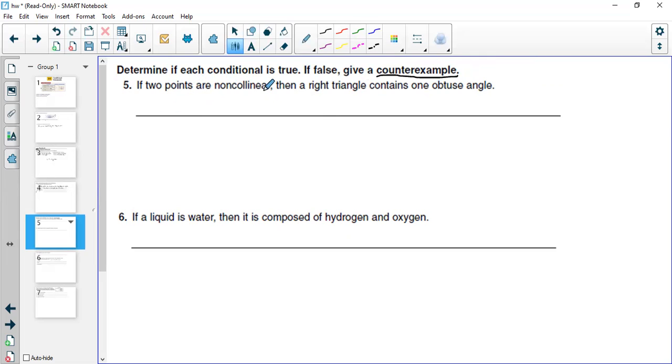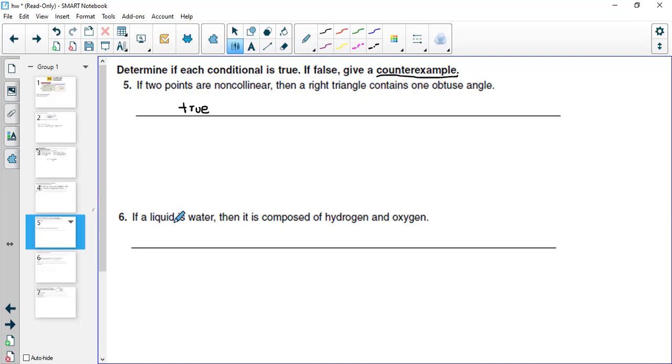If 2 points are non-collinear, then a right triangle contains one obtuse angle. So the question says if 2 points are non-collinear. So you can say non-collinear means they are not in the straight line, right? Then a right triangle contains one obtuse angle. This is a true statement.